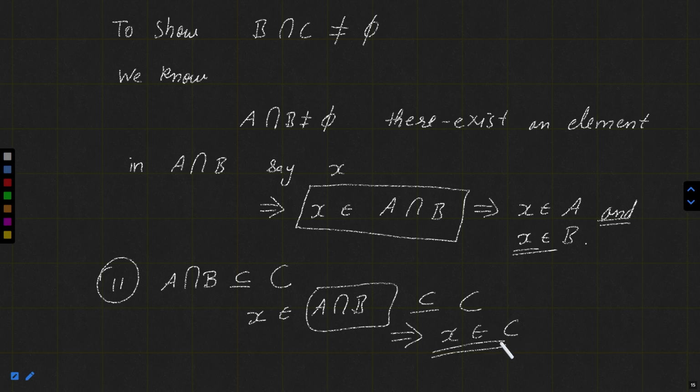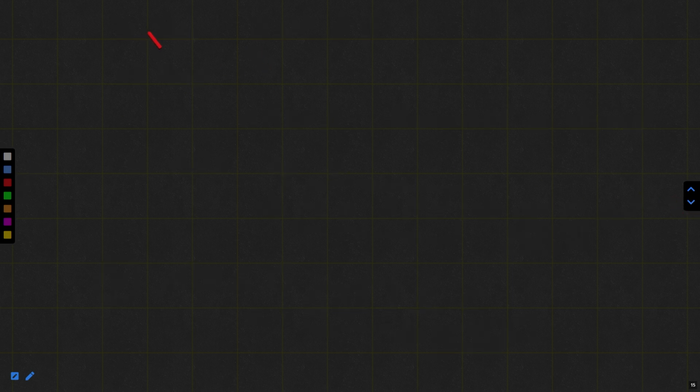So I have shown that there exists an element x such that x belongs to C as well as x belongs to B. This is the symbol for there exists. So there exists x such that x belongs to B and x belongs to C, as we have already seen.